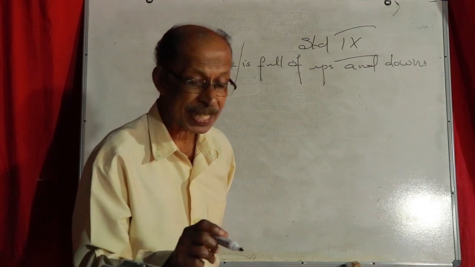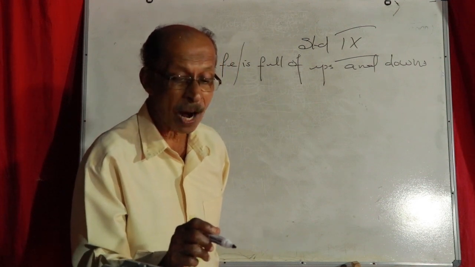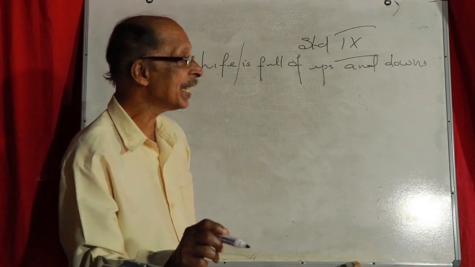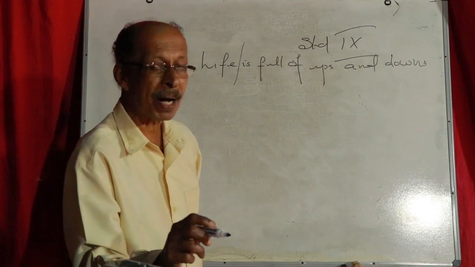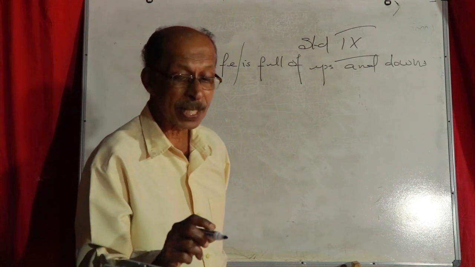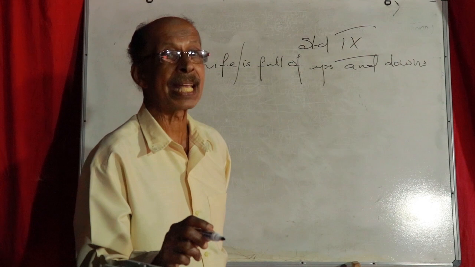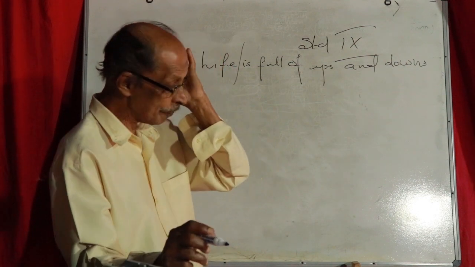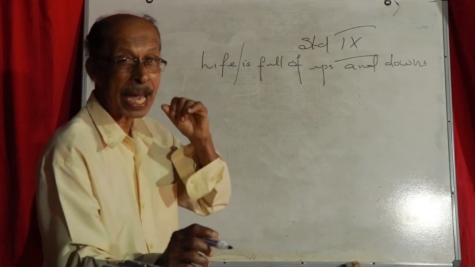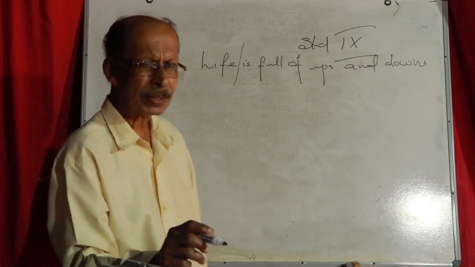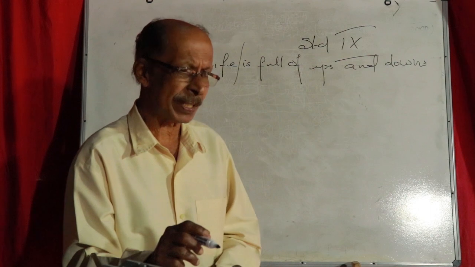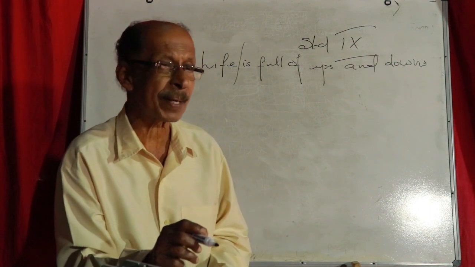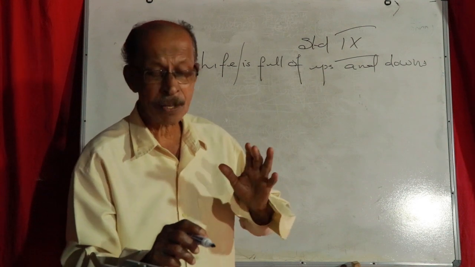Then the fourth sentence: Tears were rolling down his cheeks. Tears is the subject part, and were rolling down his cheeks is the predicate. I think all of you know how to find the subject and predicate. If a sentence is given and you are asked to find the subject and predicate, I think all of you can.